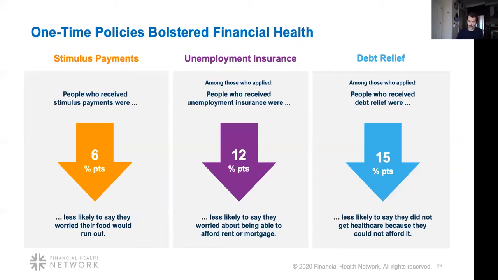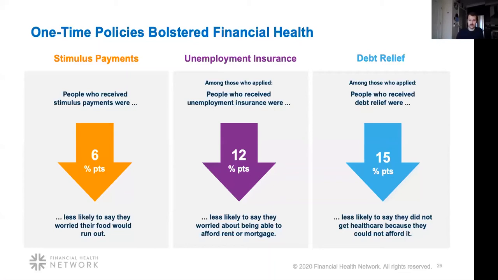Similarly, those who received unemployment insurance benefits were 12 percentage points less likely to say they are worried about not being able to afford rent or mortgage payments, compared to those who had applied for unemployment insurance but not received it. And while this is observational data, so we can't definitively prove that unemployment insurance led to a reduction in people's inability to afford expenses, it does make intuitive sense, and we control for other characteristics that could be explaining this, like income.